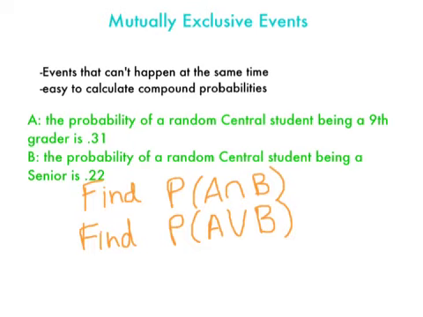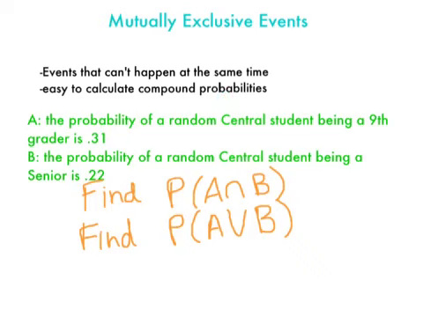There's two different types of compound events. There's mutually exclusive events. Mutually exclusive literally just means events that can't happen at the same time. So for instance, you can't be both 17 years old and 18 years old at the same time. You also can't be both in Minnesota and in California at the same time. Those are mutually exclusive.